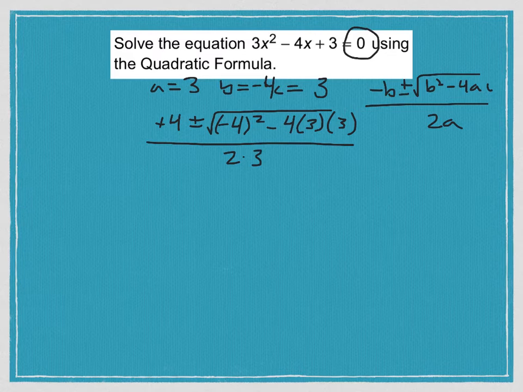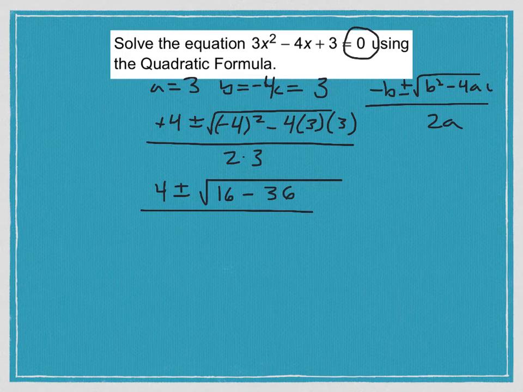Perfect. So now we just have to simplify. So we have 4 plus or minus the square root. What's -4 squared? 16. Minus, what's 4 times 3 times 3? 36. Over, what's 2 times 3? 6. So now we have 4 plus or minus the square root of -20 over 6. That's our answer.